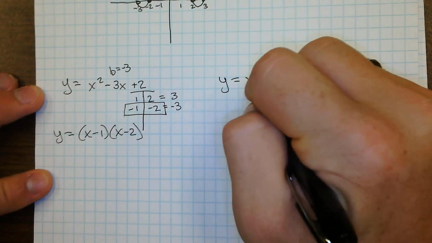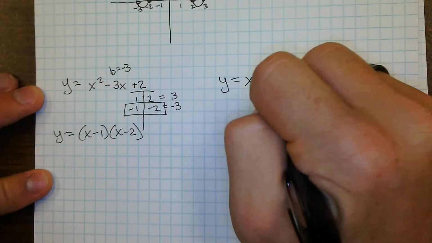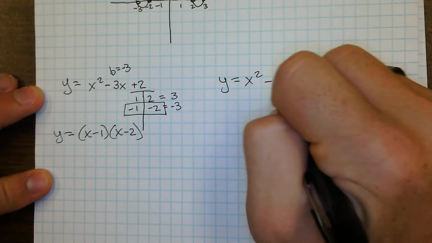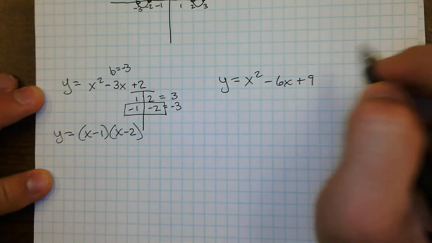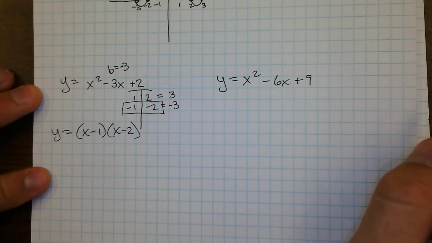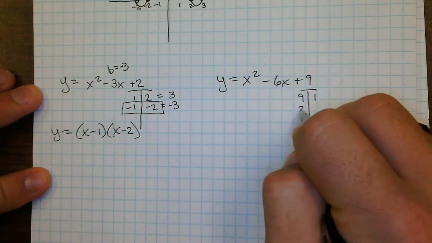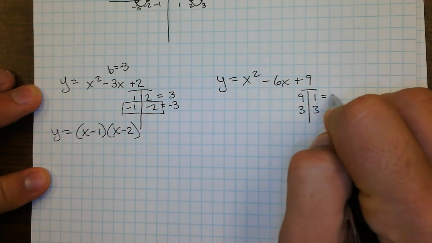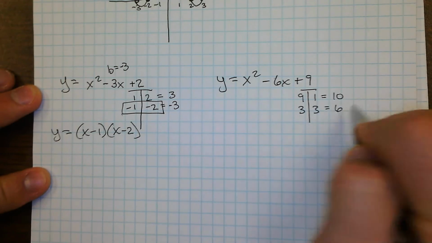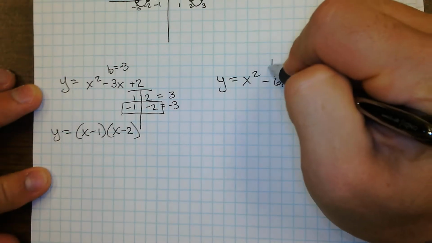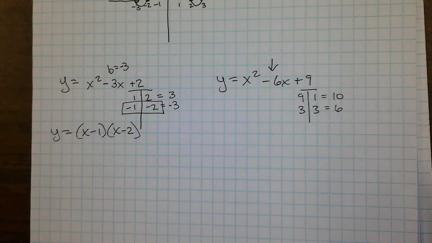Say I have y equals x squared minus 6x plus 9. What are factors of 9? 9 and 1, 3 and 3. Whenever we add them together, we get a positive 10 and a positive 6. Remember, we have a negative sign here.